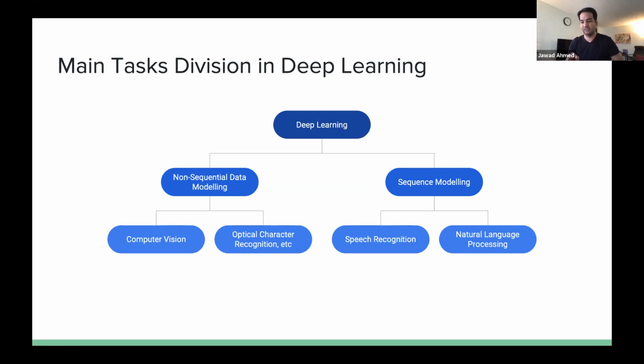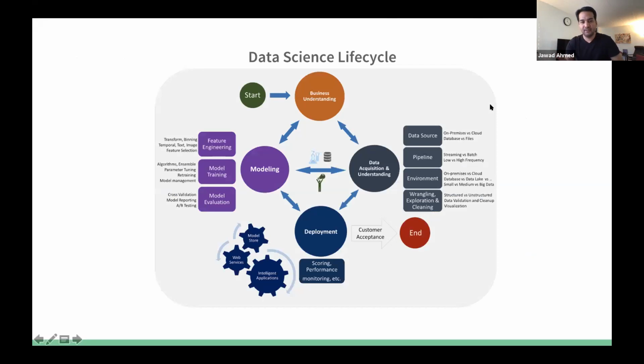Non-sequential data modeling is where we consume some information in one go. Image, we just look at it and we consume it, it's not a sequential operation. Character recognition or other visual tasks as well. So it's mainly divided into computer vision and natural language processing, which in fact is sequential, versus non-sequential. So these are the main ones.